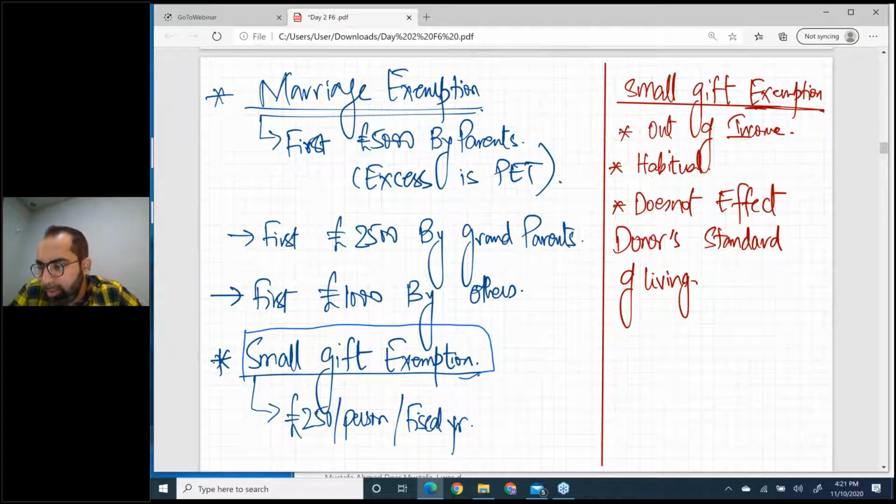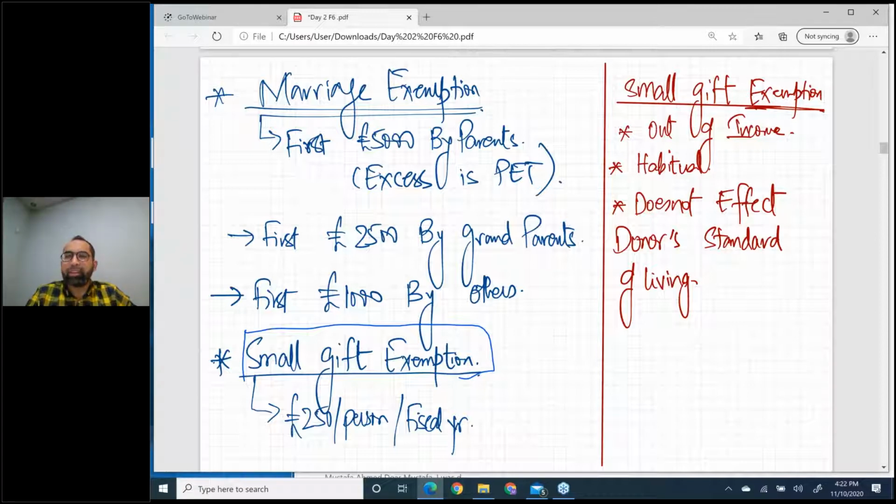What is the example? For example, you gifted 320 pounds to your daughter in this fiscal year. So 320 pounds is greater than 250. Now the complete 320 will be treated as paid. Don't forget. Okay, so in marriage exemption I use the word excess, but in small gift exemption I use the words complete amount. Complete amount will be taxable.